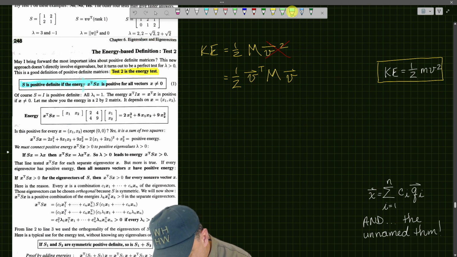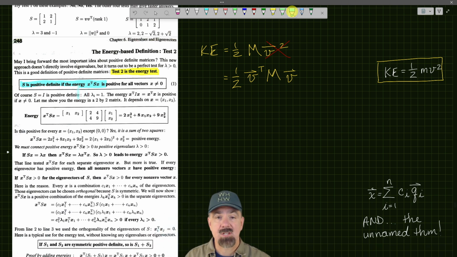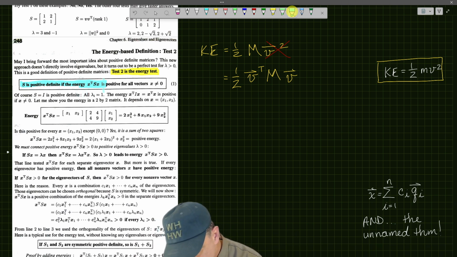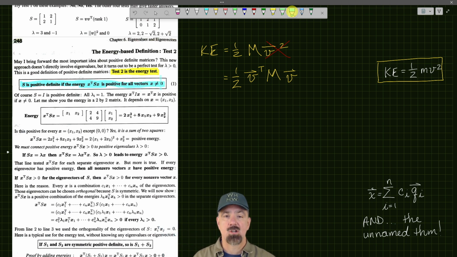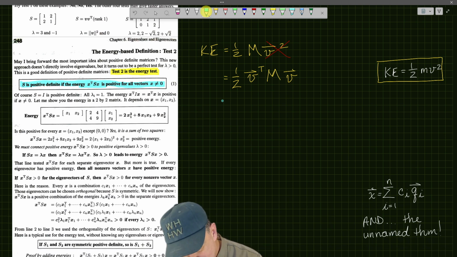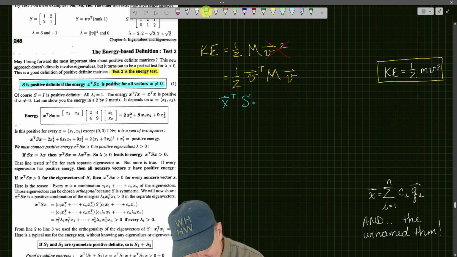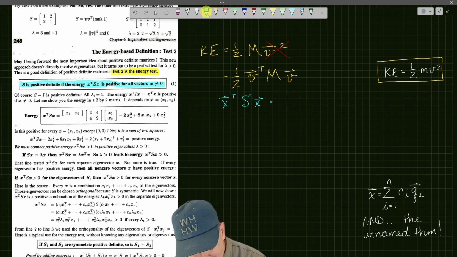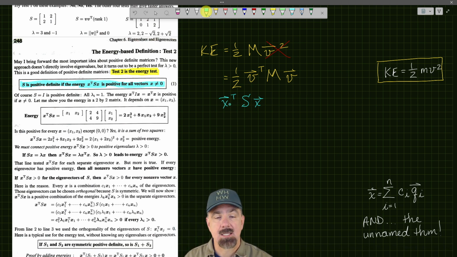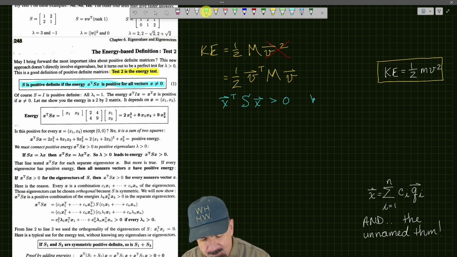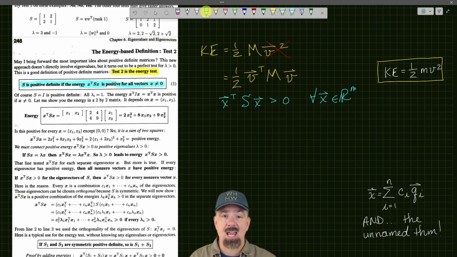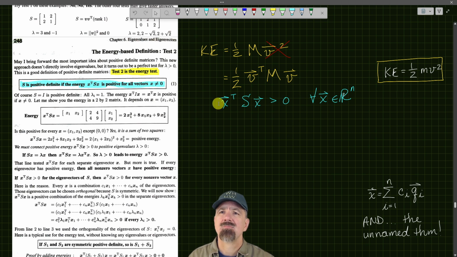S is positive definite if X transpose times S times X, where of course X is a vector, is positive for all non-zero vectors. So the energy test: we are taking X transpose times S times X, and that has to be greater than 0 for all X vectors in Rn, where we'll say that S is n by n. So that seems onerous. How are we possibly going to check all the vectors? That seems ridiculous. Well, we'll talk about that in just a minute.